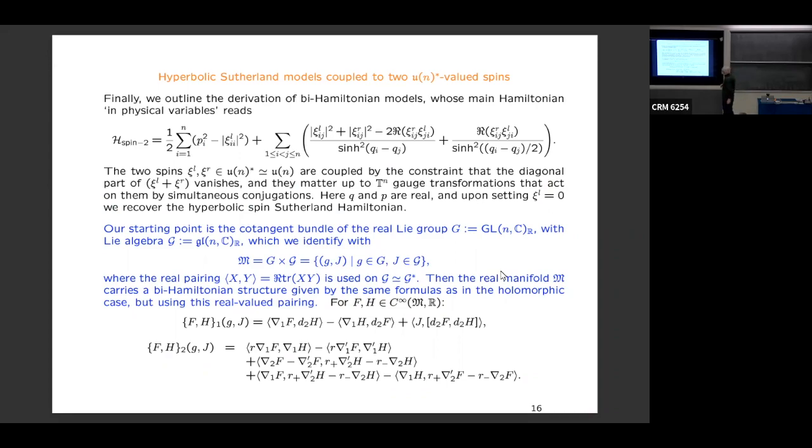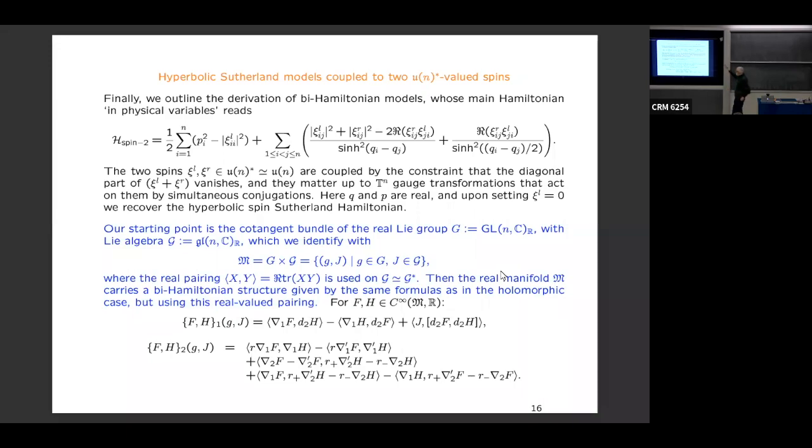There appeared in the literature some generalization of the spin Sutherland model, which people call the spin Sutherland model with two spins. So there are q and p variables. This is some kind of hyperbolic model, but you see there is psi left and psi right. Psi left and psi right are just anti-Hermitian matrices such that the diagonal part of their sum vanishes, and they matter up to conjugation by the maximal torus.